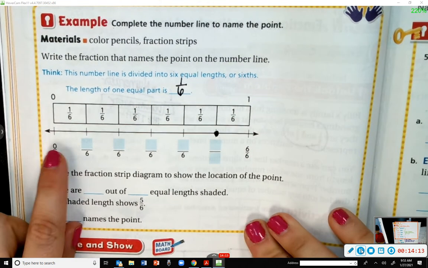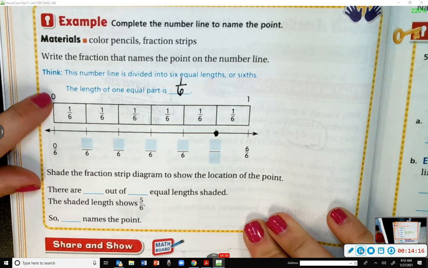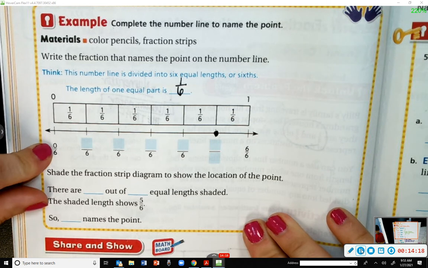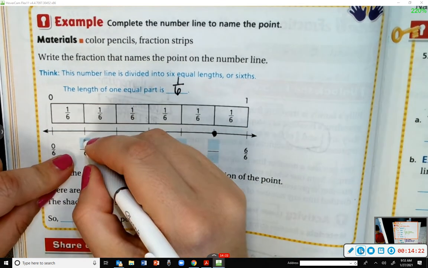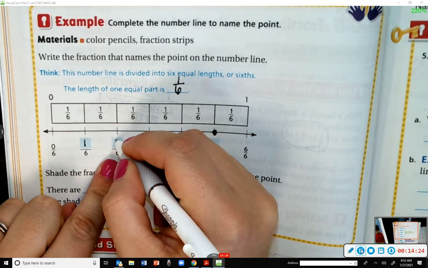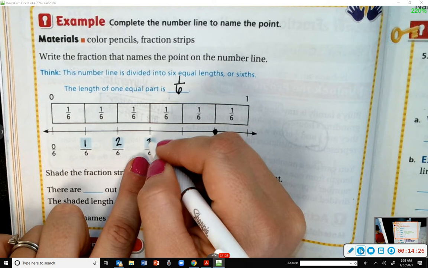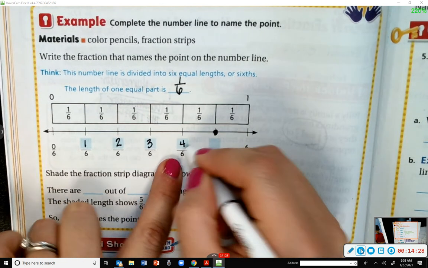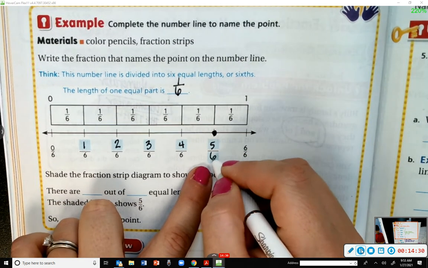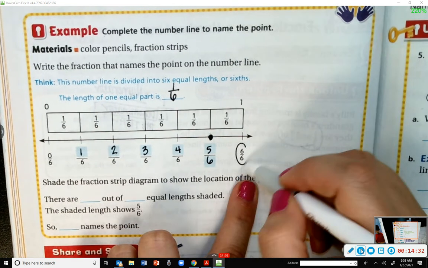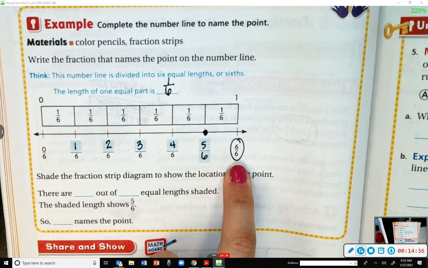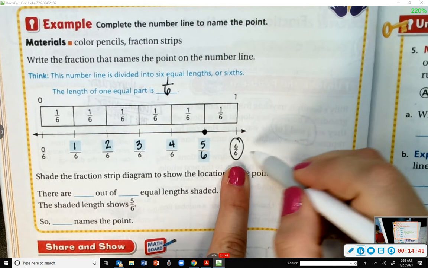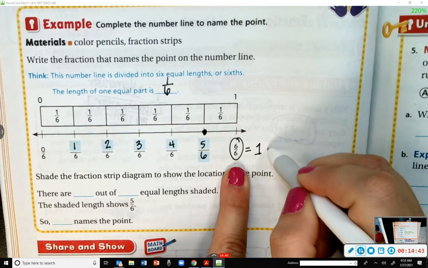Okay. So at the beginning of our number line, we always start with 0. So what do you think comes next on the number line? 1/6. 2/6. 3/6. 4/6. 5/6. And notice at the end, what do you notice here? What do you notice about this fraction at the end, Evangeline? It's 1 whole because the numerator and denominator are the same.